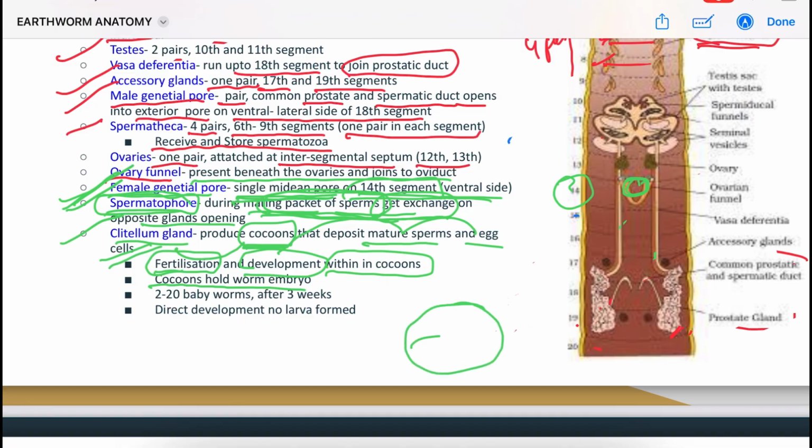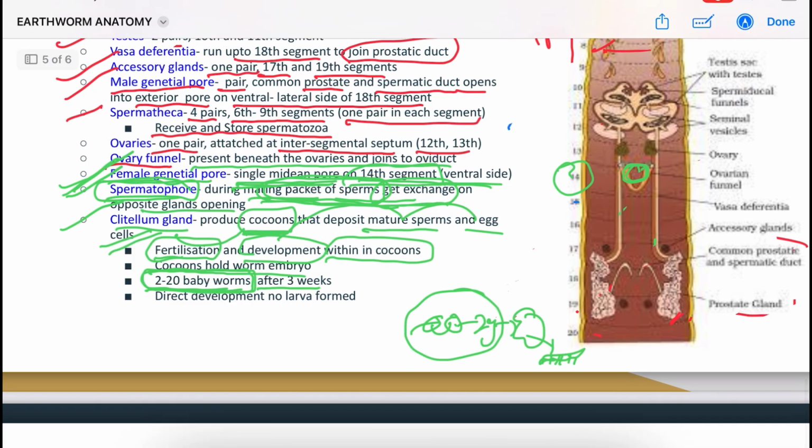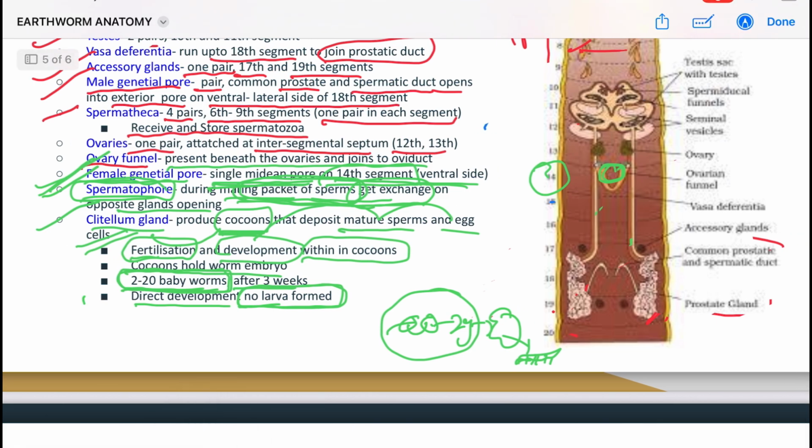In the cocoon, sperm and egg fuse to form a zygote. Then the zygote forms an embryo, and from there earthworms form. There are approximately 2 to 20 worm offspring after 3 weeks. Direct development means there is no larva formation, no premature stage, only a young adult form. There is no metamorphosis, it is direct development.